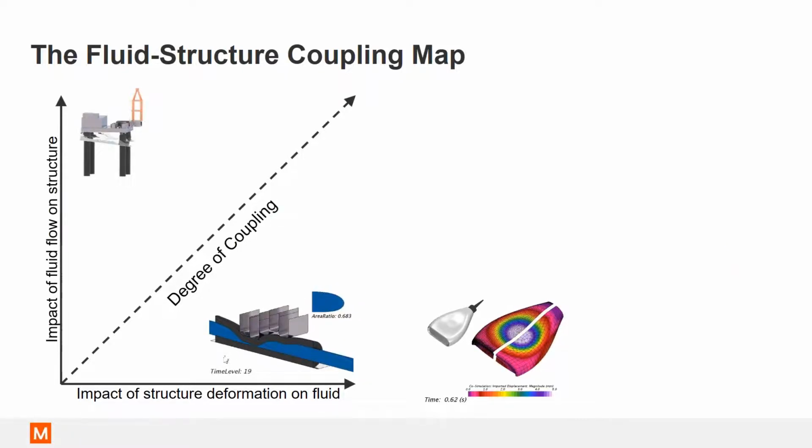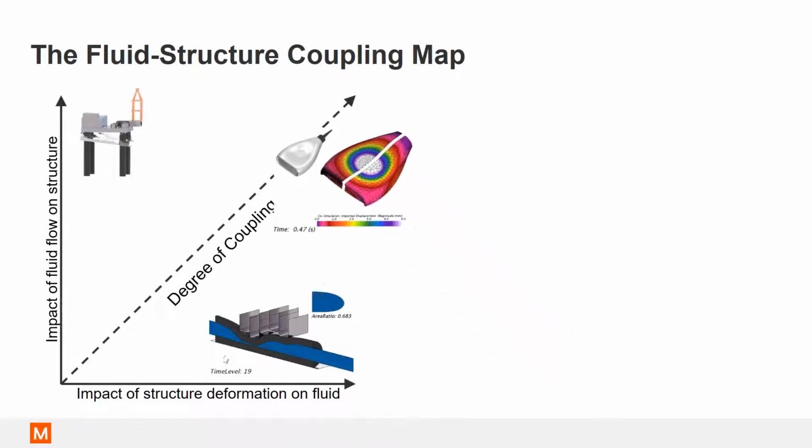The third animation here shows us how a glue bottle is being squeezed. A typical engineering question might be how hard a consumer must press the glue bottle to squeeze out a certain amount of glue. The impact of the structure deformation on the fluid is certainly high. The impact of the fluid on the structure is certainly high as well. This is a two-way coupling.